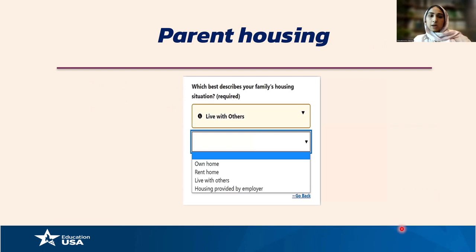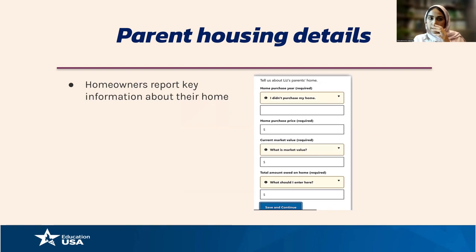So when it comes to parent housing, this is also a section that is sometimes confused by students. If you have your own house, rent, live with others, housing provided by employer, you have to fill this out. So make sure you do that. A lot of students get confused when you have to kind of guess how much your house is worth, but at the same time, you should specify that your house is not an asset. It is somewhere where your parents live. It's part of their retirement plan, and that is not something that can be sold in order to pay for your education. So make sure you mention that in your CSS profile.